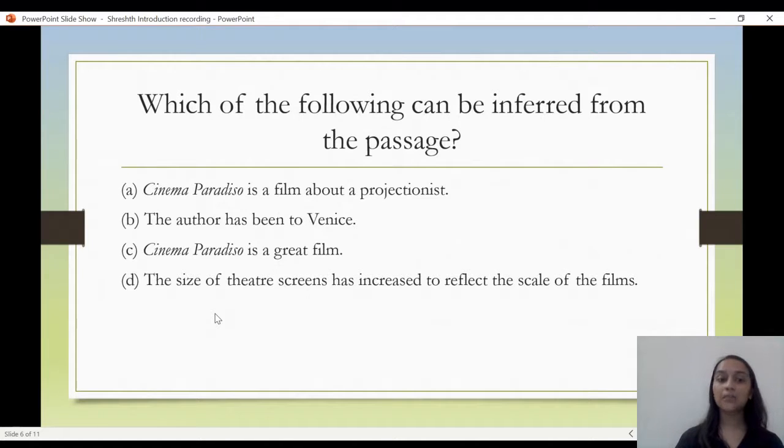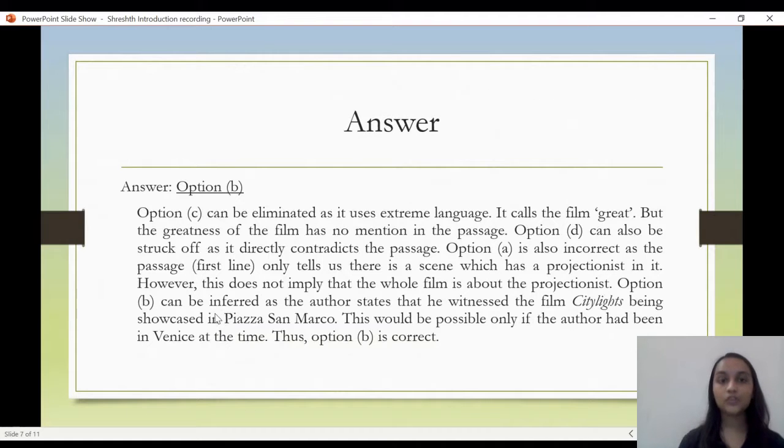Option A, Cinema Paradiso is a film about a projectionist. Option B, the author has been to Venice. Option C, Cinema Paradiso is a great film. Option D, the size of theatre screens has increased to reflect the scale of the films. Alright, so the answer is option B, but let's understand how to arrive at it.